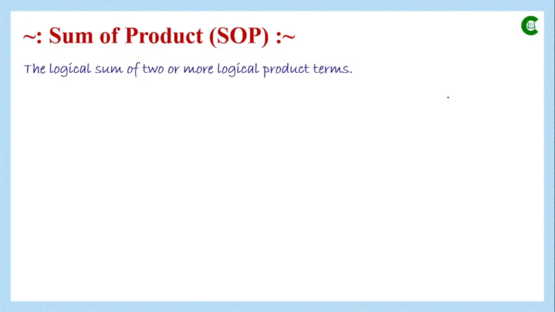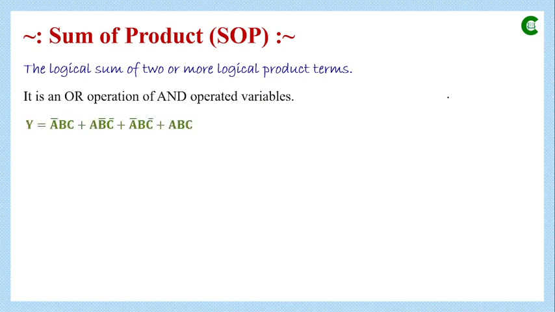So it's sum of product. It's the logical sum of two or more logical product terms. We already know that logical sum means OR operation in digital electronics, and logical product means AND operation. So basically SOP, or sum of product, is an OR operation of two or more AND operations.